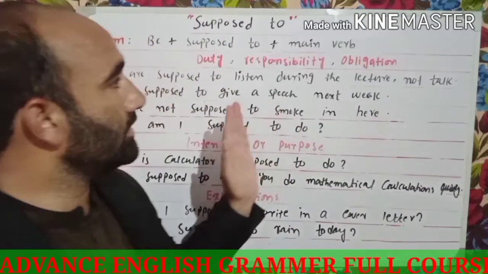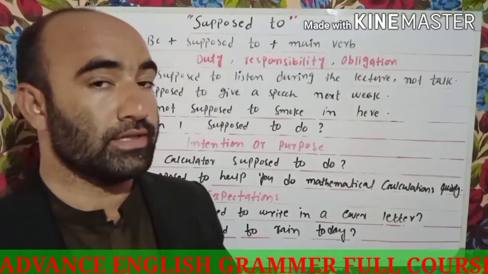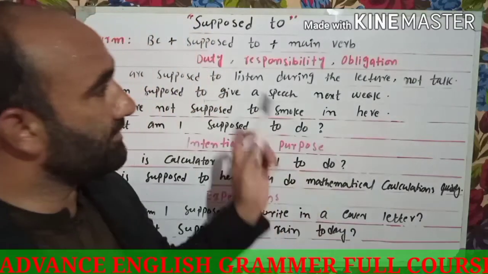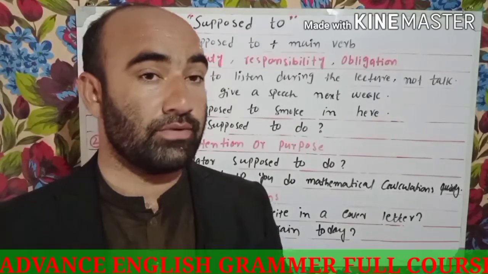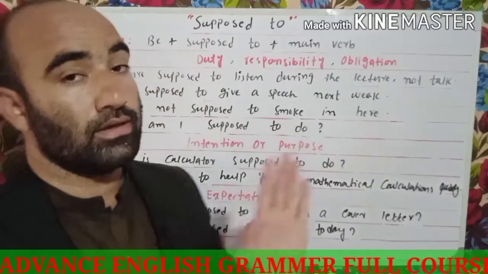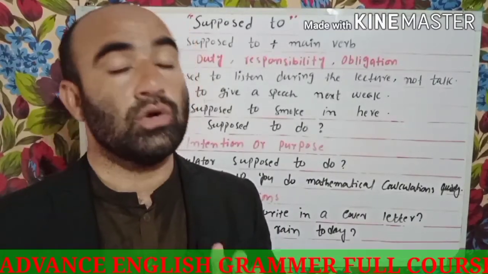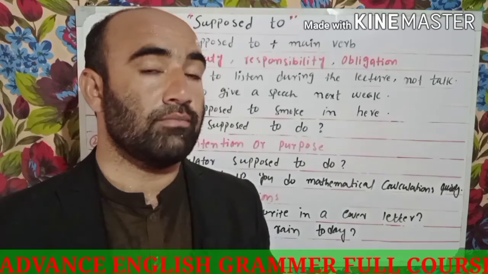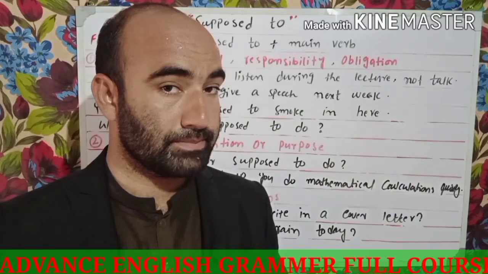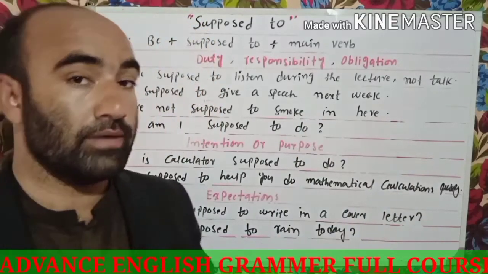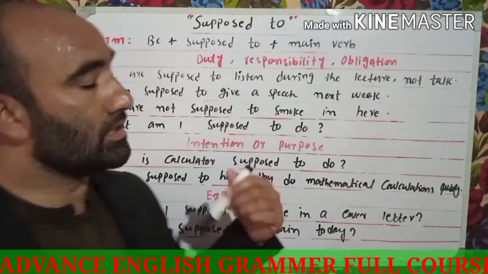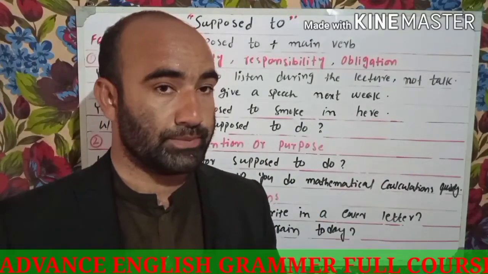At the beginning of the modal verb supposed to, we will use only be verbs. Okay? And after this, only the base form of the verb will be used. The root form of the verb, the main verb, will be used. No ing form, second form, or third form of the verb will be used with supposed to. Only the base form of the verb will be used over there.